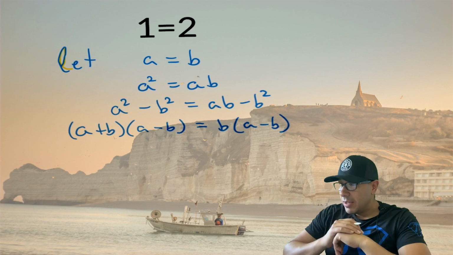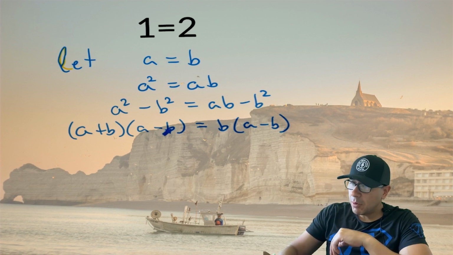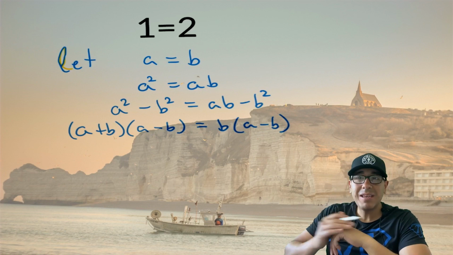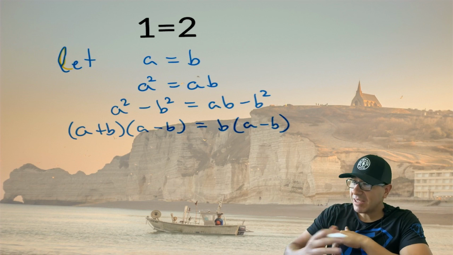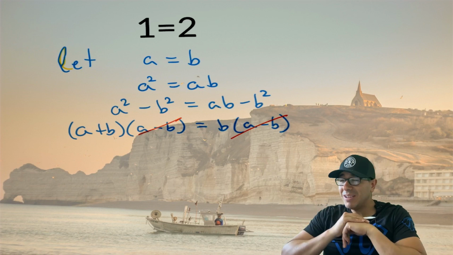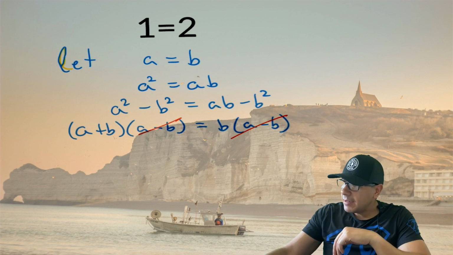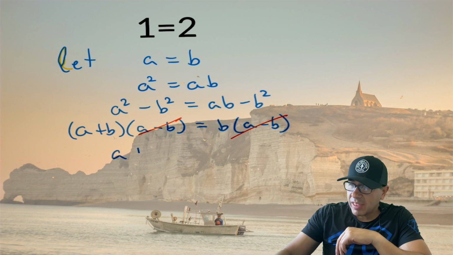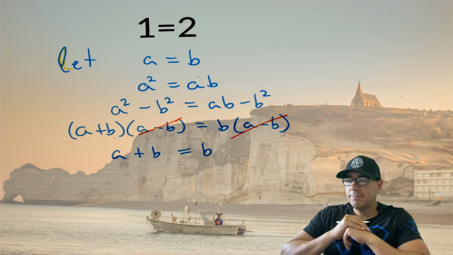All right, notice they both have a minus b. So let's go ahead and divide that out, cancel those out. We cancel out the a minus b's, dividing both sides by a minus b. And we're left with a plus b equals b.